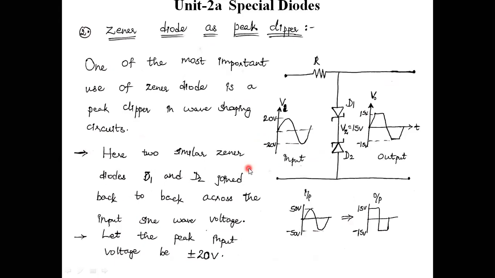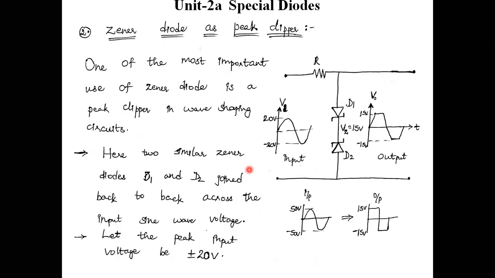Next one, Zener diode as a peak clipper. Normally the applications of diode are clipping and clamping. Clipping means some unwanted signal is cut off; clipping means simply cutting off the signal. Clamping means shifting of the signal, shifting of the waveform. That is known as clamping.